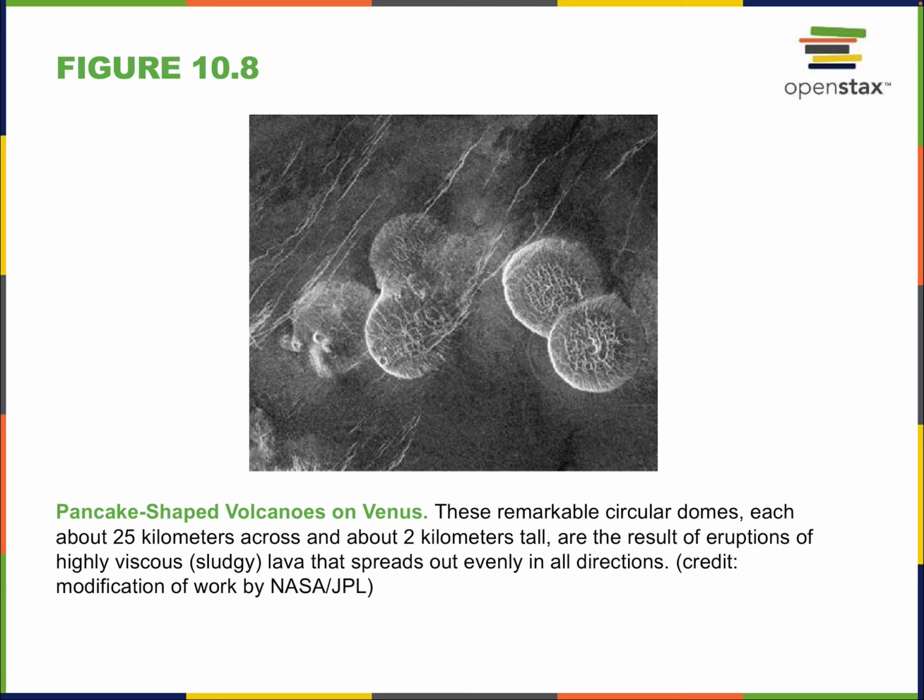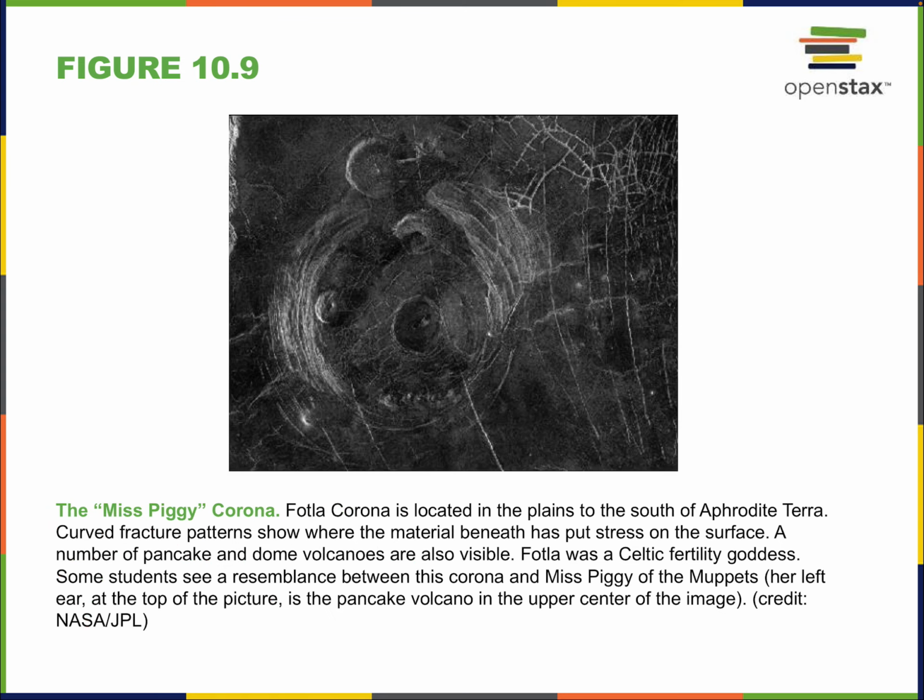So there are these big volcanic pancake-shaped domes that form where lava just kind of bubbles up and pushes the ground out of the way. There's more traditional volcanoes as well, but there's just a huge amount and a huge variety of volcanic activity on the surface of Venus. Here's an example where there's an impact crater that then is surrounded by tectonic cracking.